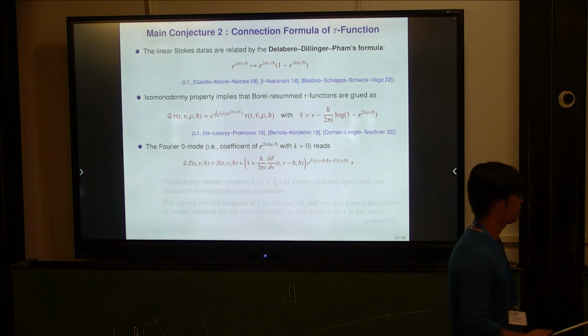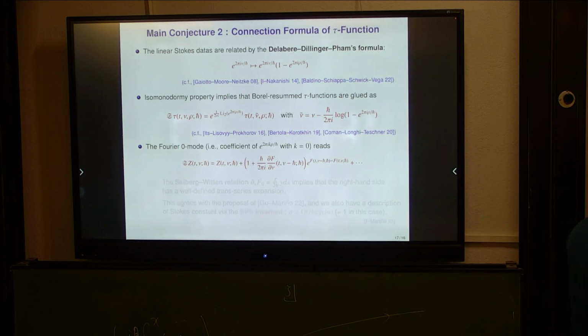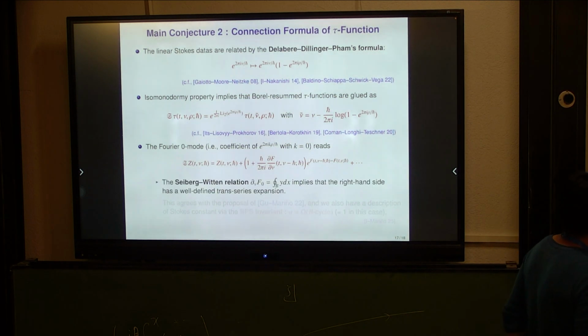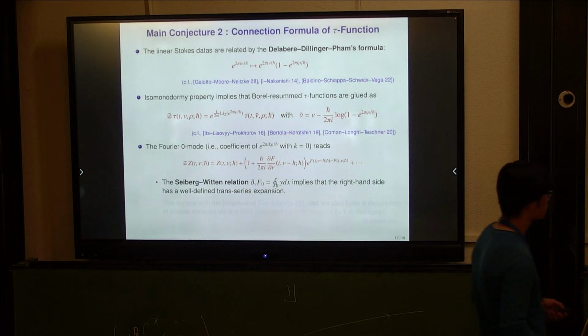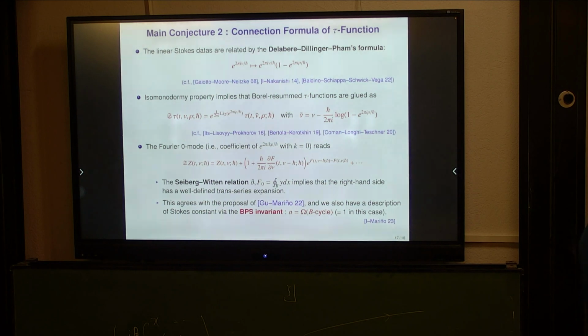Okay. So the previous formula looks very complicated, but it appears by looking at the zero Fourier mode. In other words, if we consider the discrete Fourier transform of the Gu-Mariño formula, then that will be the cluster transformation, a very simple formula at the level of the tau function. And also, maybe I forgot to mention, the right-hand side of the Gu-Mariño formula has a well-defined transseries expansion by the Seiberg-Witten relation. The instanton number is related to how much it is shifted from the original perturbative one. And as I said, this recovers the Gu-Mariño formula.